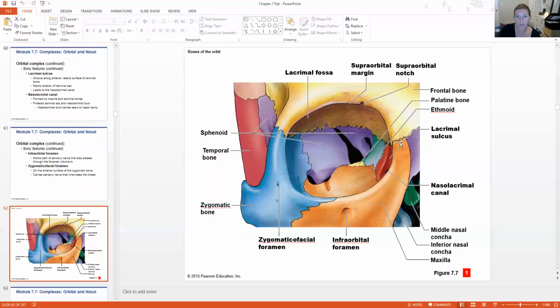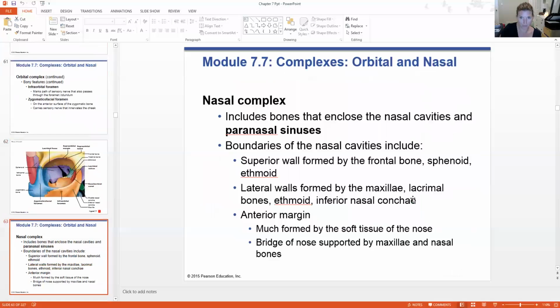Here you can see some of these features. Lacrimal bone in here. You can see the infraorbital foramen, the zygomaticofacial foramen, parts of the sphenoid bone dipping back there. This would be the superior orbital fissure. I'm just wondering why it's not labeled. That's what that is. What's some other features? The nasal concha, you can see here. We'll look at a better view.